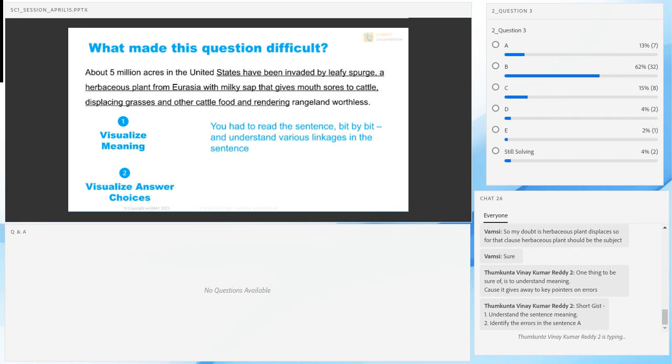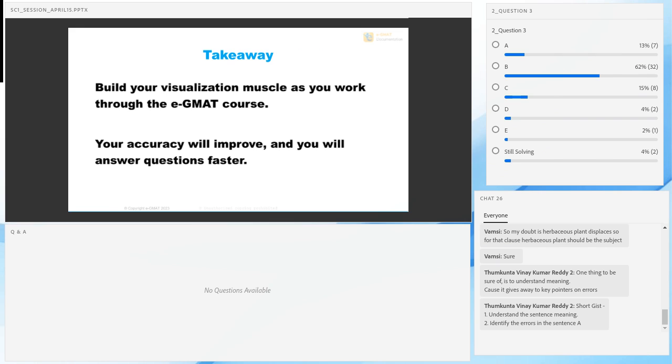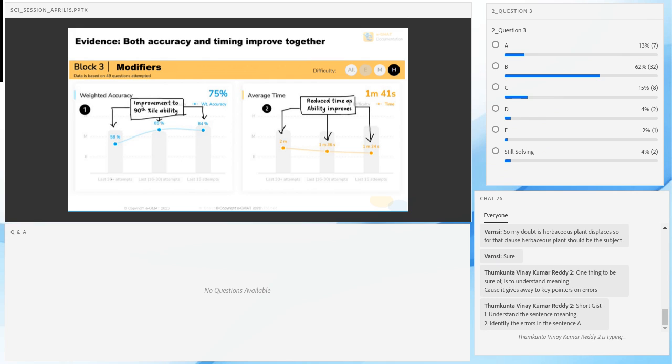So visualizing answer choices, that's also very important. In each answer choice, and you guys made me think today, right? For choice number A, right? That, okay, what is happening over here? So that is very important. And as you build your visualization muscle, and you will build your visualization through the e-GMAT course, your accuracy will improve, and you will be able to see such kind of improvement.